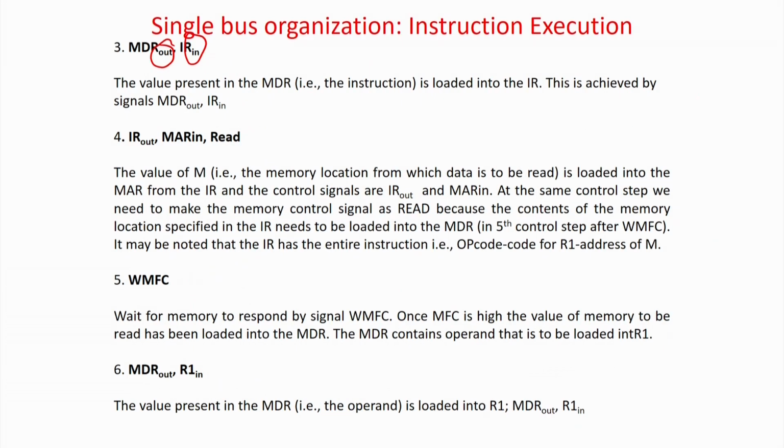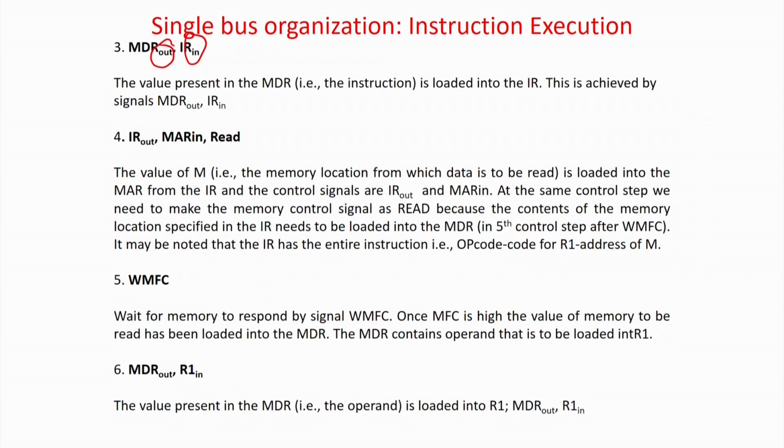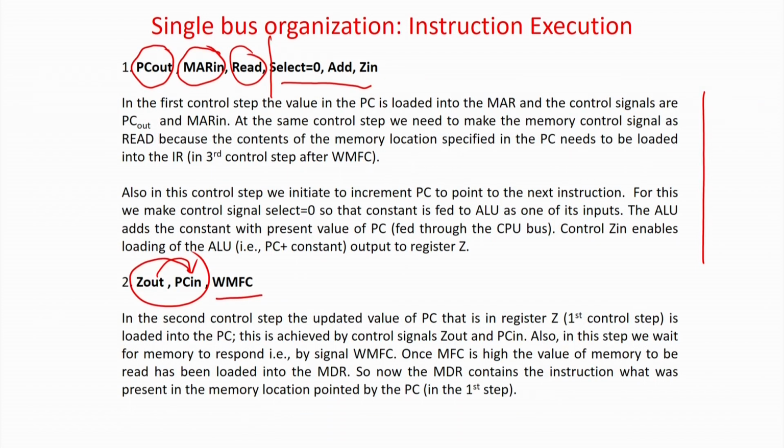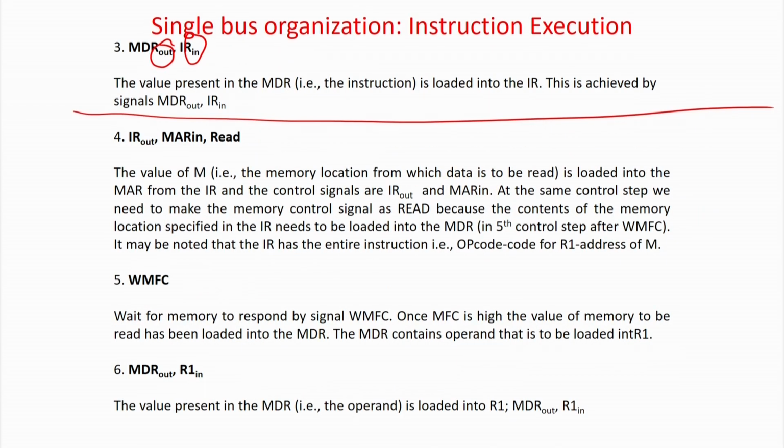Then again, what is your instruction? Steps 1, 2 and 3 will be the same for all instructions, because that is the instruction fetch. Now, the instruction has been fetched, it is in the instruction register. Now, you have to tell what I have to do. So, what was the instruction? The instruction was basically load R1, M, that is, whatever is present in the memory location M. That means, in memory location M, whatever data is there, you have to load it into R1.